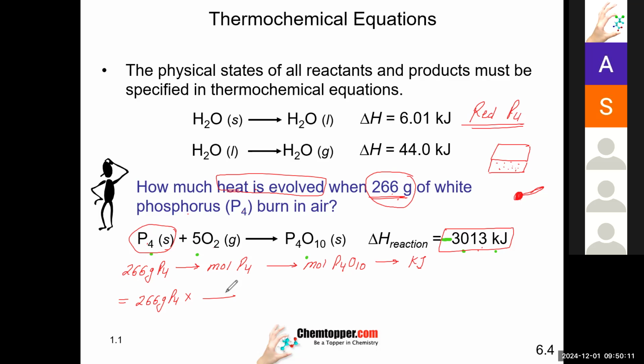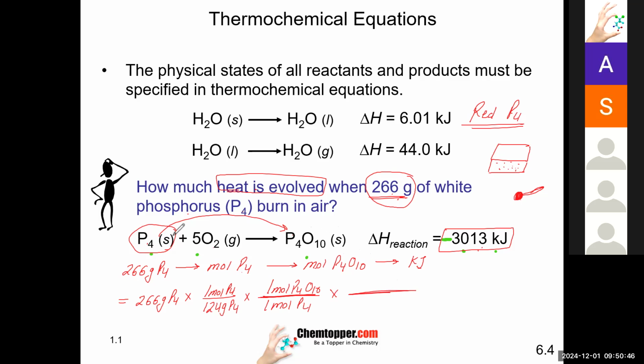What ratio should I plug in here? Yes, that's the molar mass of P4, Krisha. Very good. Now, what ratio should I plug in here? Moles of P4 to P4O10. Mole to mole, molar ratio, balanced equation. So 1 mole of P4O10 over 1 mole of P4.